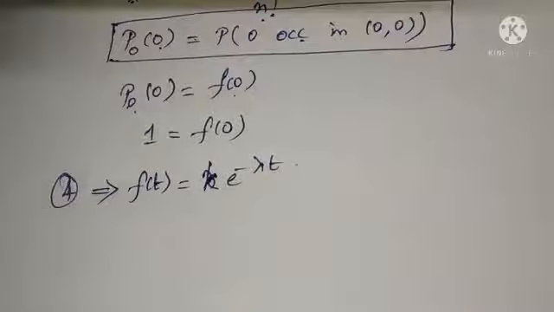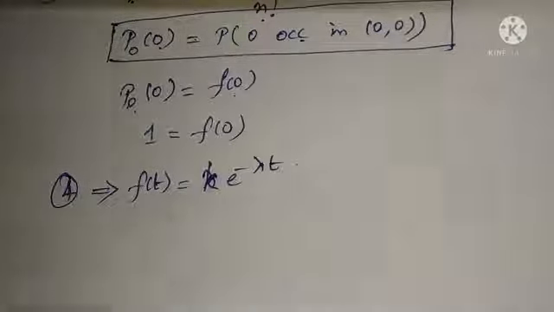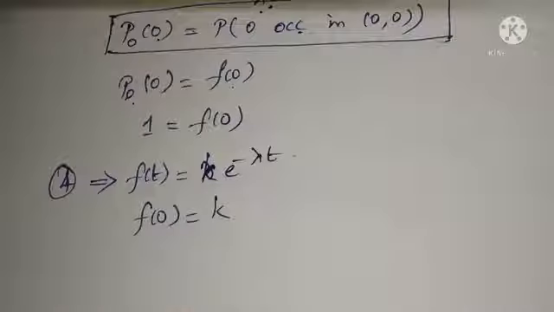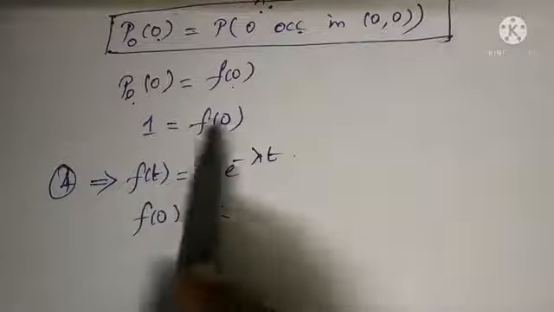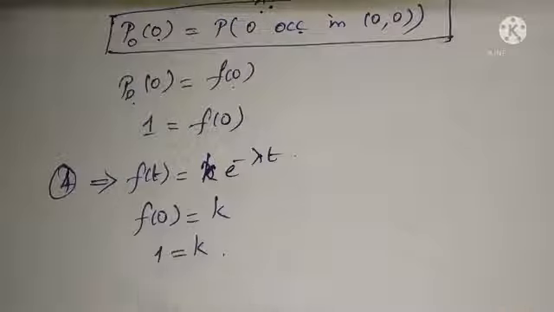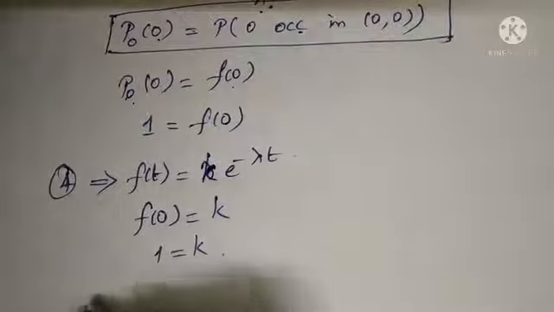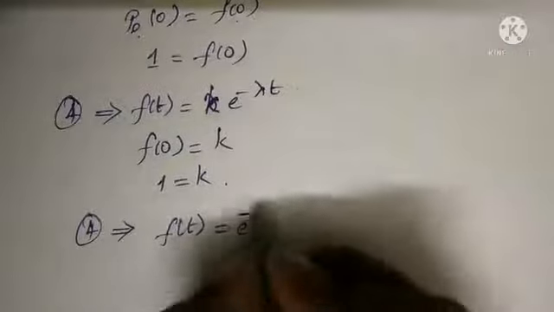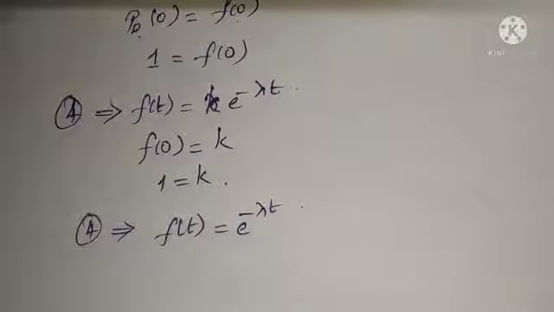Now when t is 0, what I have is k. Just now I proved f of 0 equal to 1. So k is equal to 1. So when k is 1, our fourth equation becomes f of t equal to k into e power minus lambda t, and k is 1, so it is e power minus lambda t.